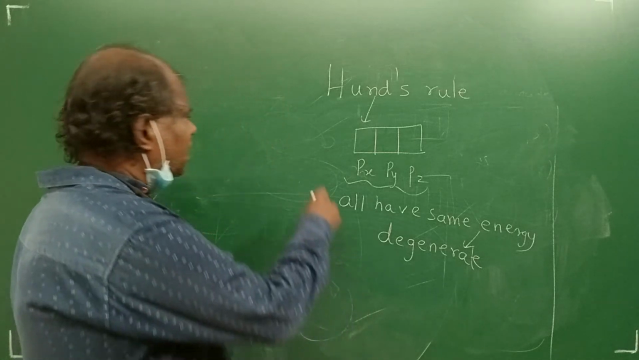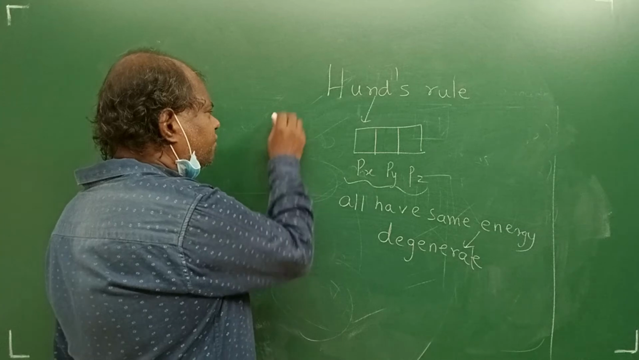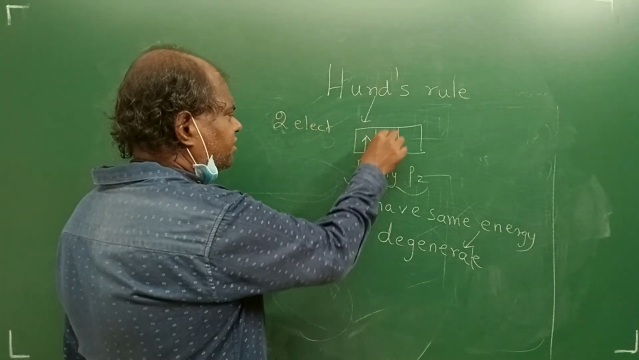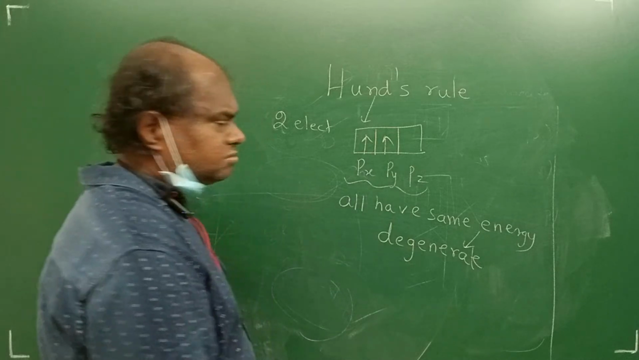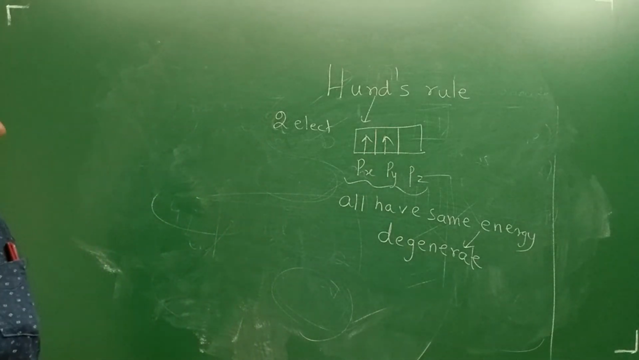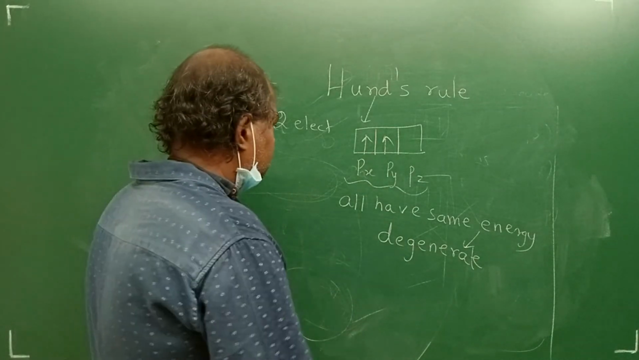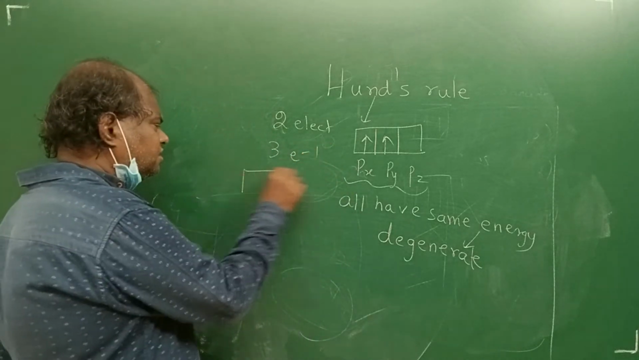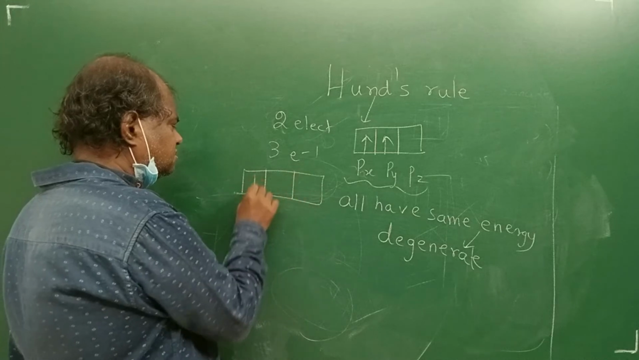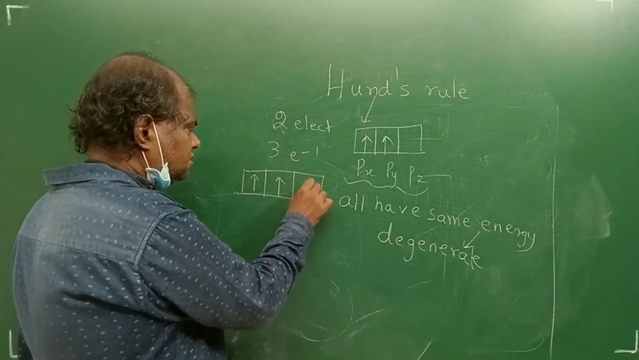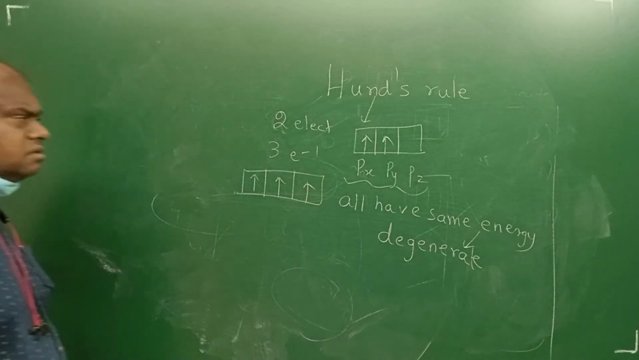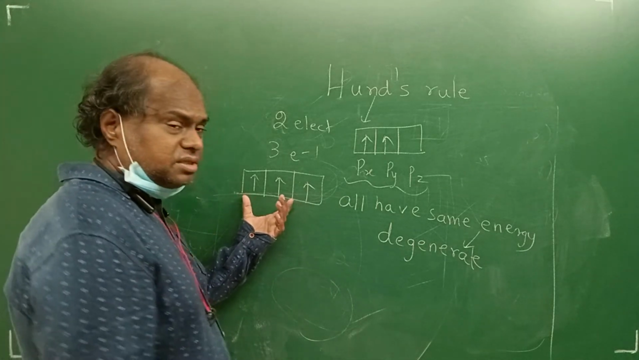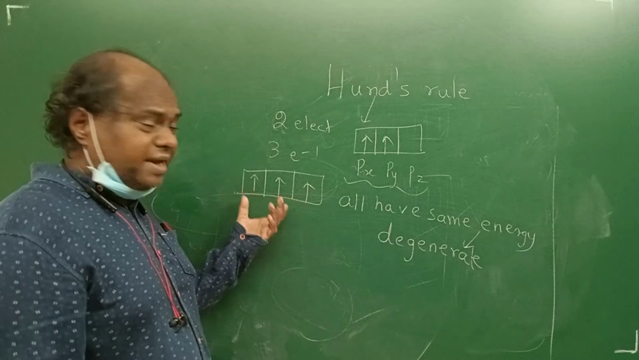Suppose I have to fill two electrons. Then how do you fill it? You will fill like this, two boxes with same spin. Suppose I have to fill three electrons, student. Three electrons I have to fill, then I'll fill like this. Only when you're filling it like this, you will get maximum spin.